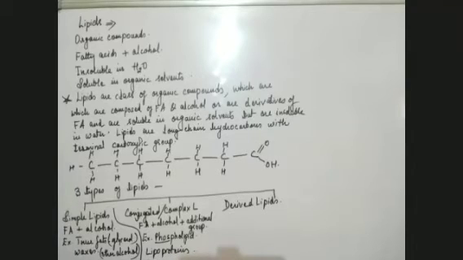The third example is glycolipids. The glycolipid consists of fatty acid plus alcohol, and the additional group in this case is a carbohydrate. Glyco is a carbohydrate. So this is another type of conjugated or complex lipid. We come to the next type, which is derived lipids. Derived lipids are the lipids which on hydrolysis give you simple lipids as well as conjugated lipids.